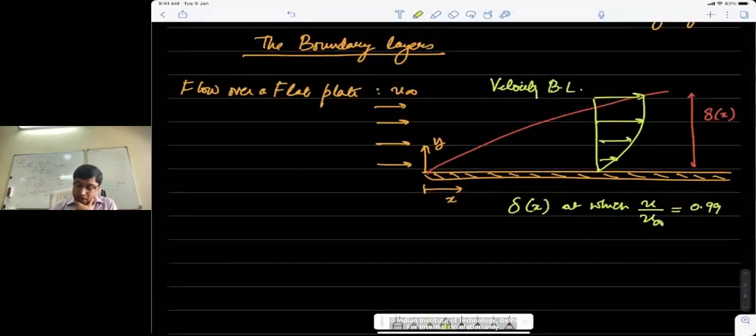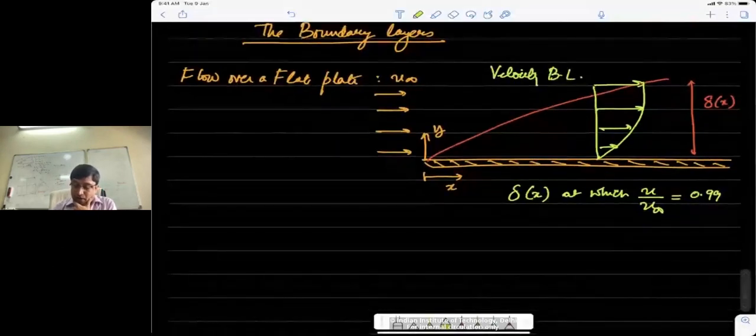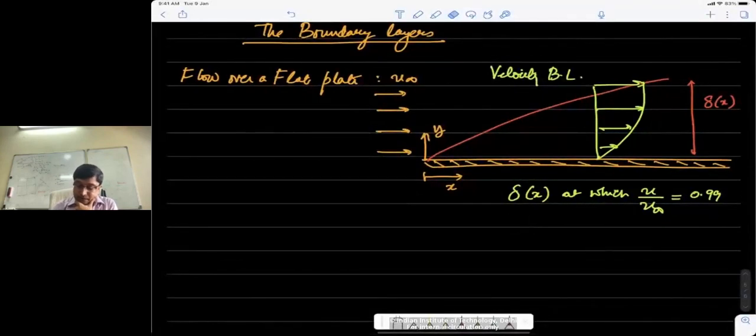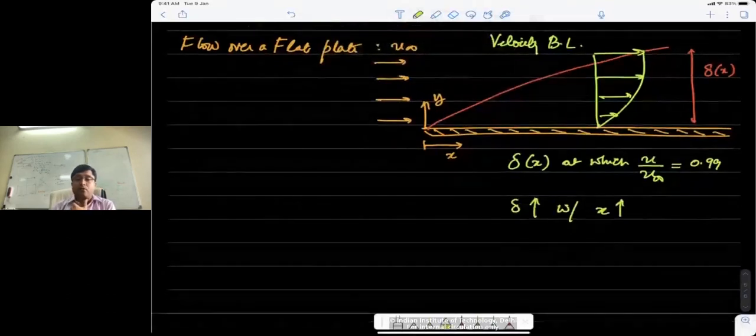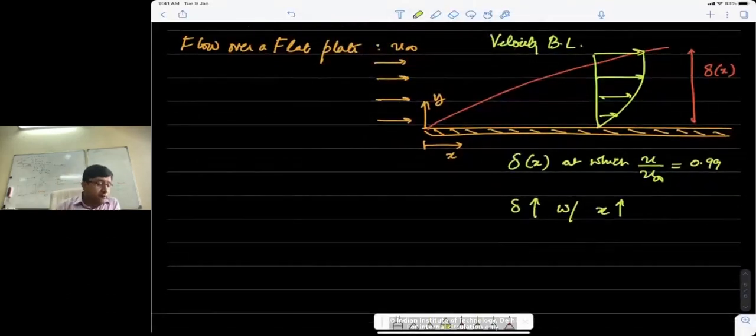Now we also know, I think this is something that I don't need to remind you of, but you should know this, and I've drawn it already, that delta increases with distance. So delta increases with x. So as you go farther down, there is more and more momentum diffusion into the fluid.